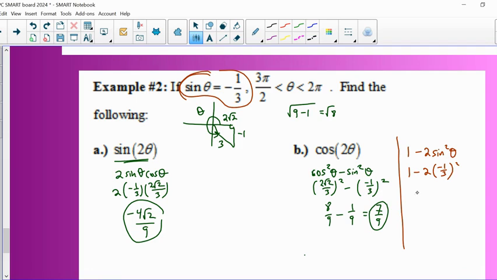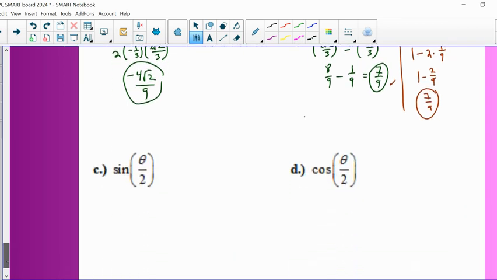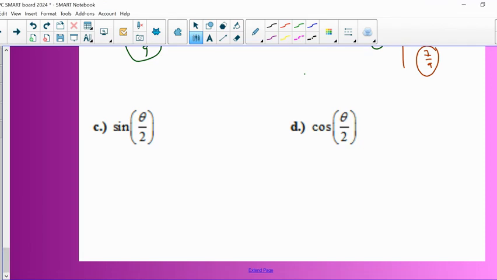So we're just going to do it again for fun. 1 minus 2 times 1/9. 1 minus 2/9. No surprise here. We get 7/9, which is what we had before. Okay, so I think those are all the doubles that we have, I believe, so far.